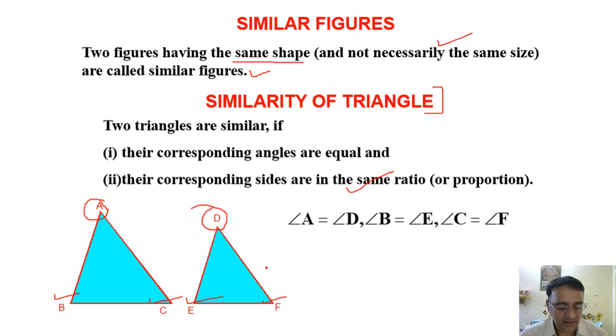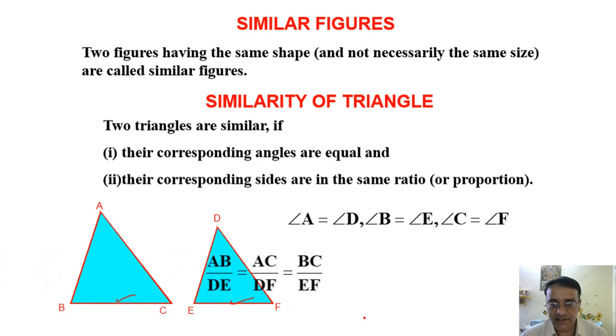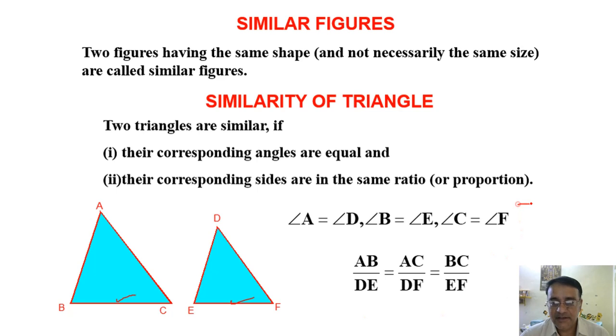And the second condition, the corresponding sides. The ratio of corresponding sides are same. So AB upon DE is equal to AC upon DF is equal to BC upon EF, right? This is the second condition. So this is the definition of similarity of triangles. Now we are moving towards a very important theorem, that is the basic proportionality theorem. It is also known as Thales theorem.